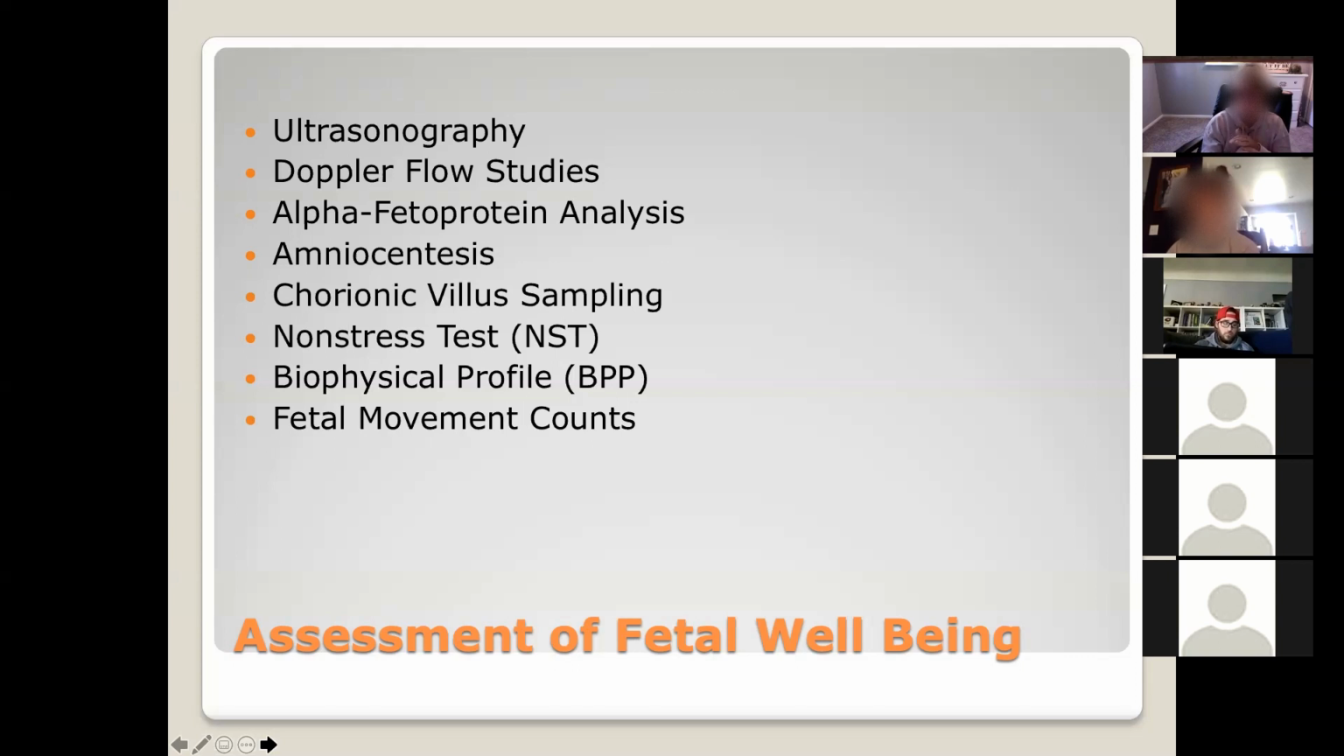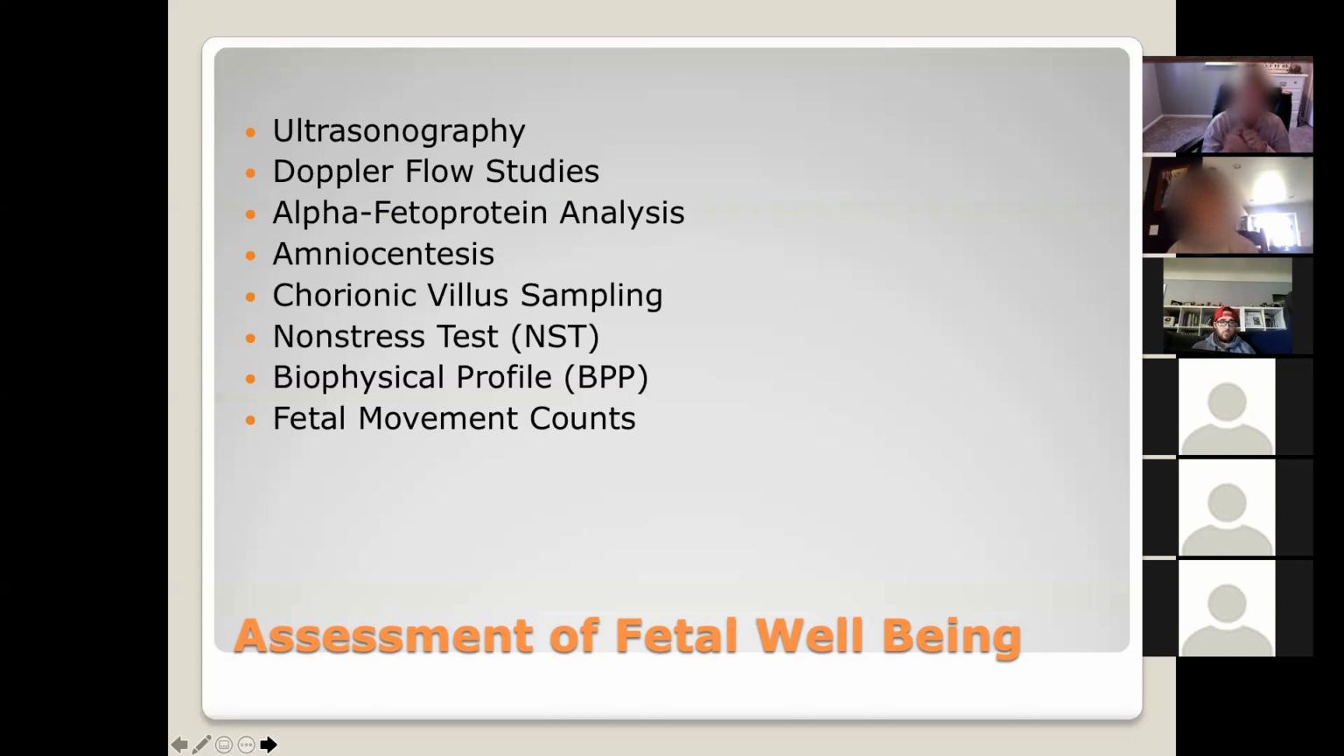Doppler flow studies, again, not done all the time, but if we suspect some type of blood flow issue, they can look at the flow of the blood through the placenta to the baby and make sure that's adequate. The alpha fetoprotein we talked about already, so looking at that protein, looking for neural tube defects and chromosomal abnormalities, Down syndrome, things like that.